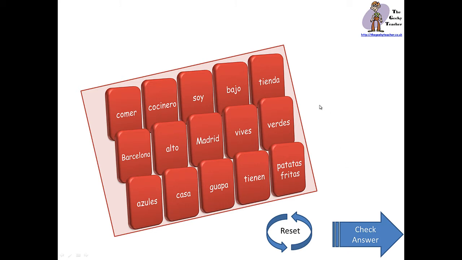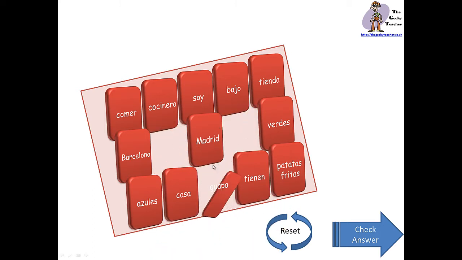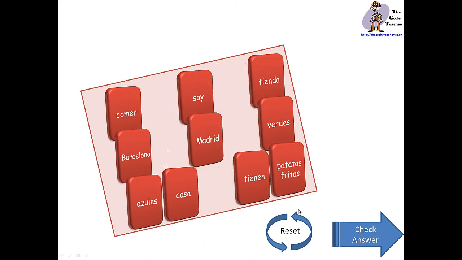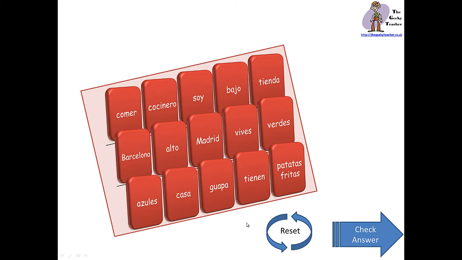So now the game works in a similar way, so they can click on shapes to make the words disappear. The reset button brings everything back if you'd like to play again or if a mistake's been made. And this check answer is designed if you've got the final answer already in mind.